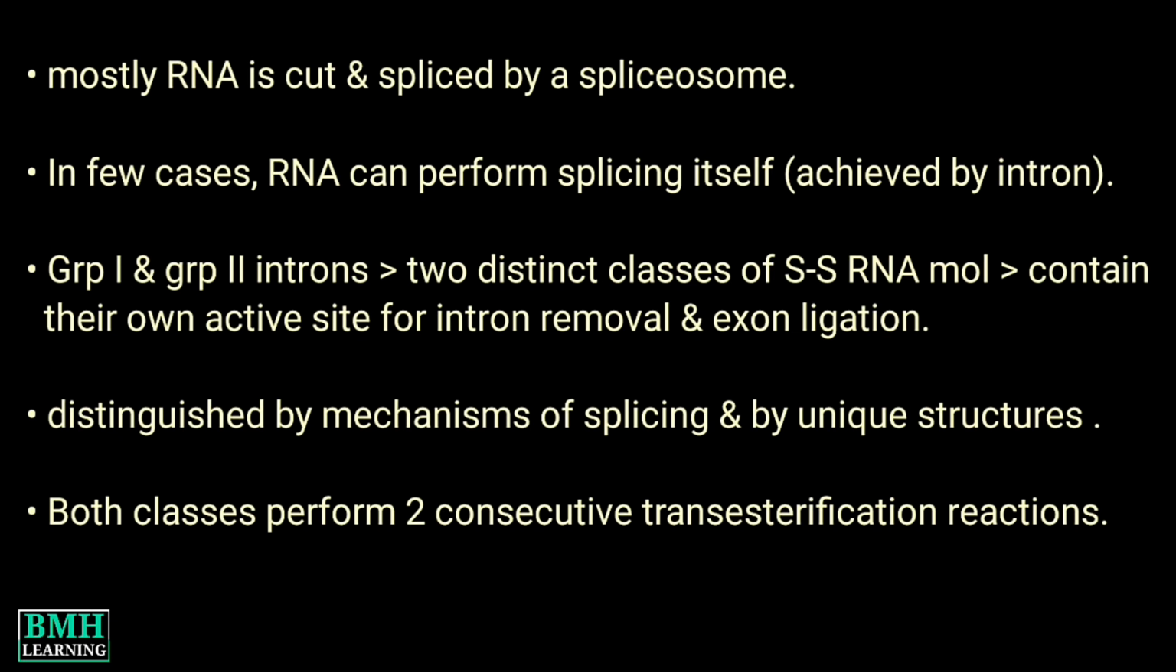Group 1 and Group 2 introns are two distinct classes of self-splicing RNA molecules that contain their own active site for intron removal and exon ligation. These two classes of ribozymes are distinguished by their mechanisms of splicing and by their unique structures. Both classes of self-splicing introns perform two consecutive trans-esterification reactions in the process of exon ligation.